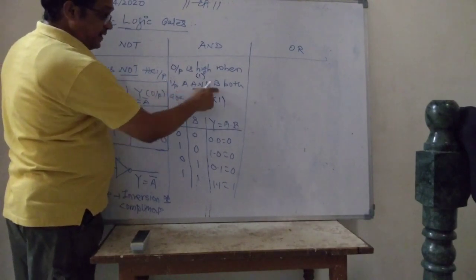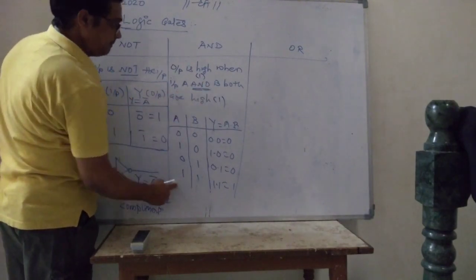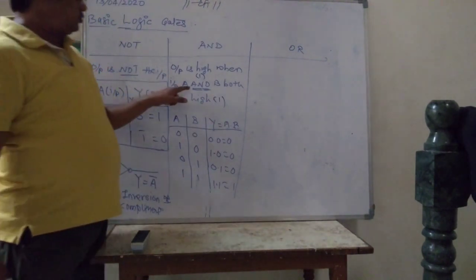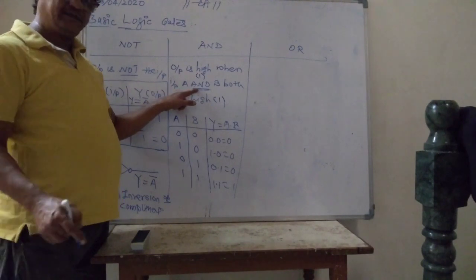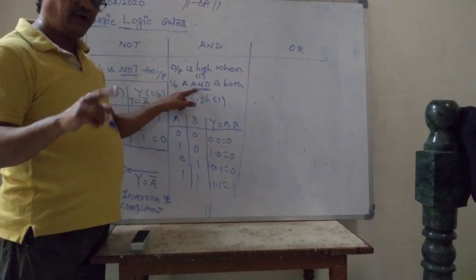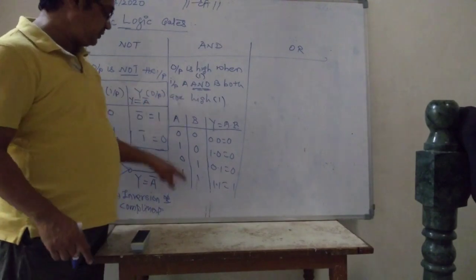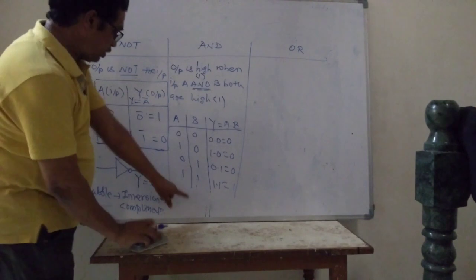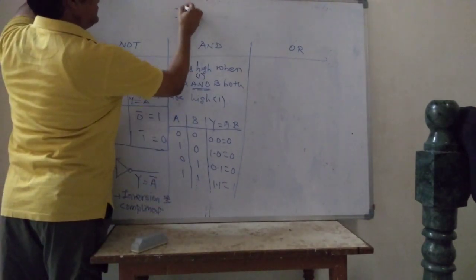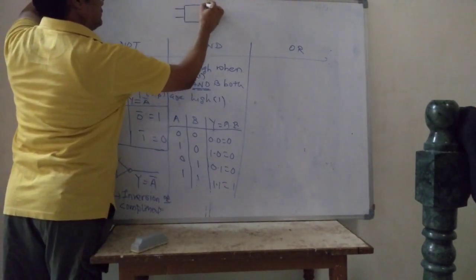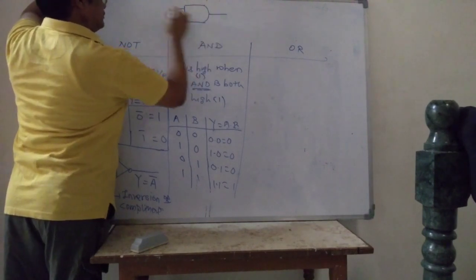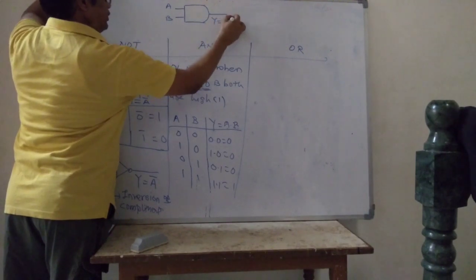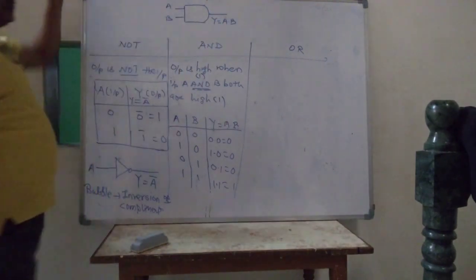When inputs A and B both are high. So this is the name of the gate, but it is indicating the dictionary meaning. A and B, dictionary meaning, both should be high. So, symbol of AND gate. This is input A, this is B, Y is equal to A dot B. This is the symbol of AND gate.